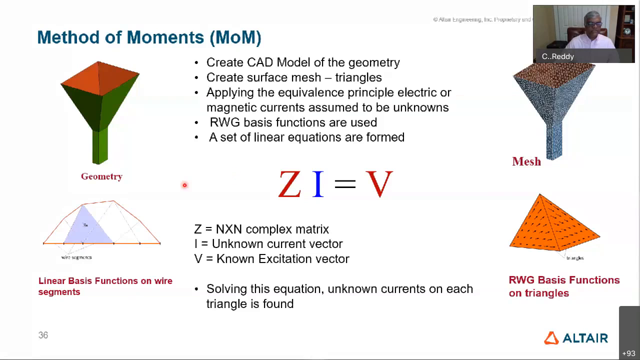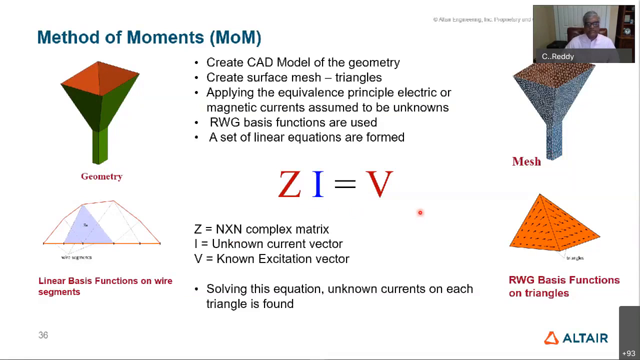Method of moments, as I mentioned, is a surface method. So you start with a geometry, for example, a horn antenna here, and you discretize with triangles. Behind the scenes, the method of moments forms the ZI equals V matrix equation. Z is the impedance matrix, N by N, where N is the number of unknowns on the surface. I is the unknown vector we want to solve, and V is the excitation vector.